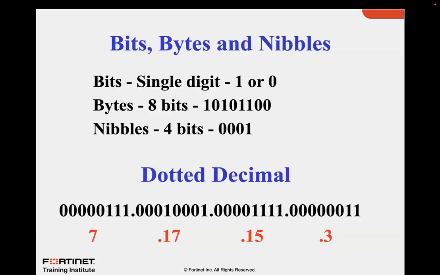Now, again, as a review, a bit is a single digit. A byte is 8 bits. A nibble is 4 bits.